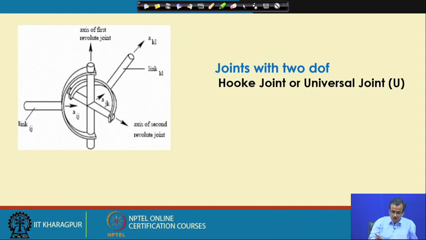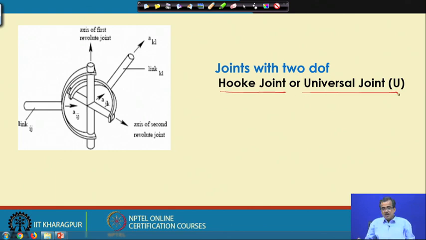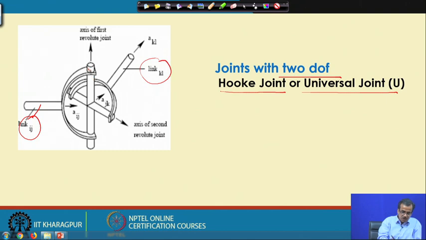Now, then comes the concept of the hook joint or the universal joint. This hook joint or universal joint is actually a combination of 2 rotary joints. In fact, here we are going to combine 2 such revolute joints, and this joint has 2 degrees of freedom. Now, let us try to understand the principle of this hook joint. Here the input link is I j and the output link is K L. Here you can see that we have 1 revolute joint. This is the axis for the first revolute joint, and this is the axis for the second revolute joint.